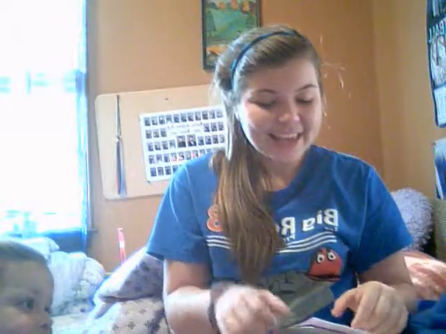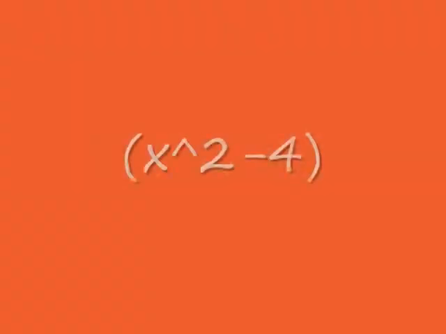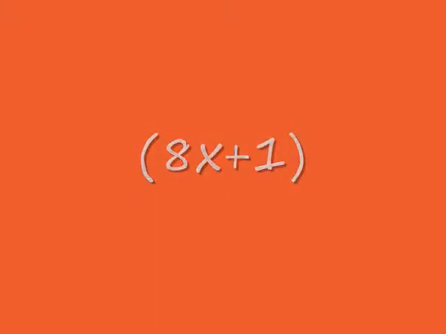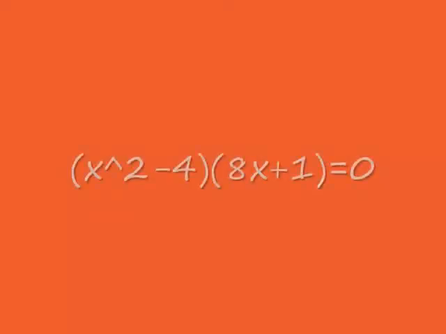Somehow, by some form of magic, you can take what you factored out and put it together in the parentheses, which would give us x squared minus 4, and then bring down what you had in the parentheses, the remainder from the first time, 8x plus 1, and that is equivalent to our original function.